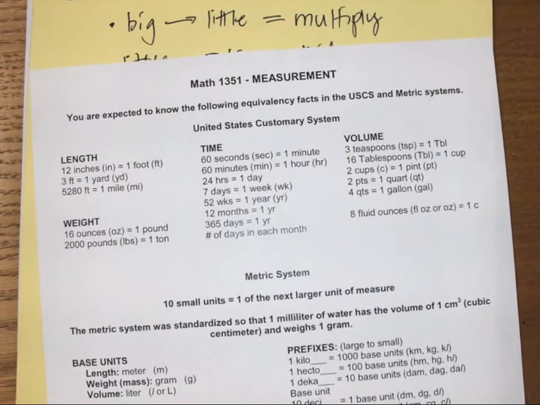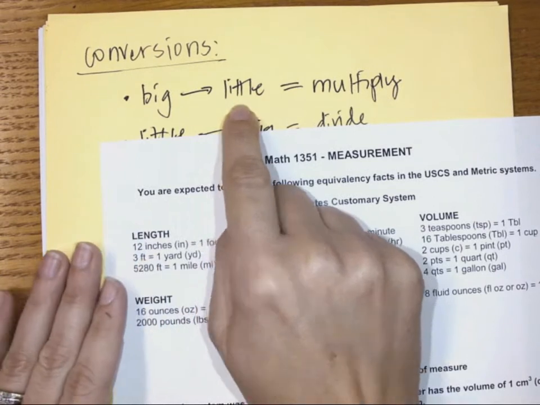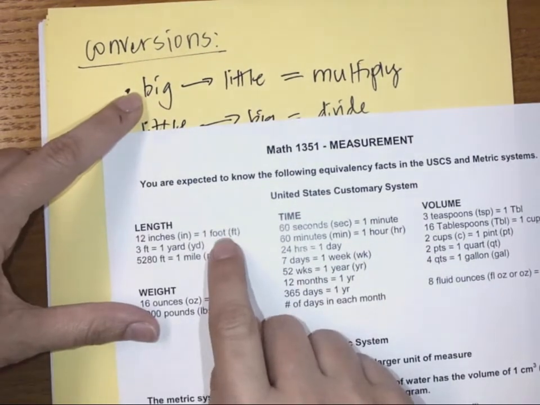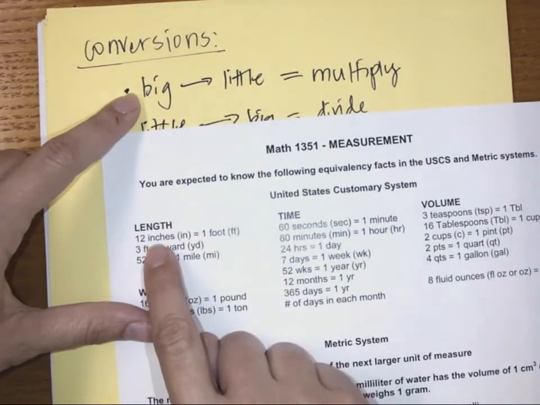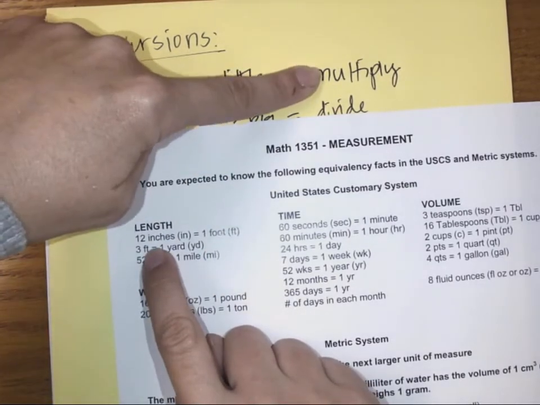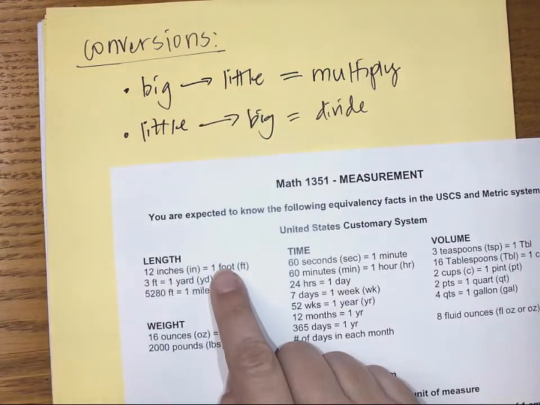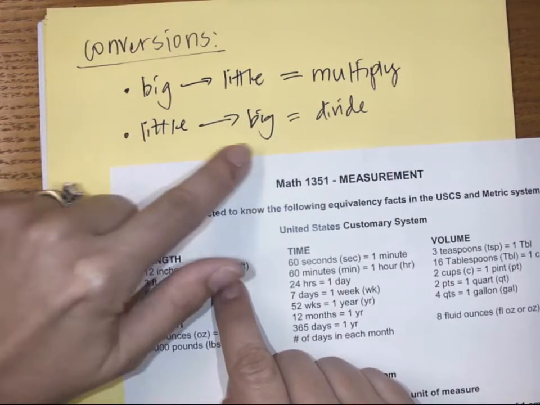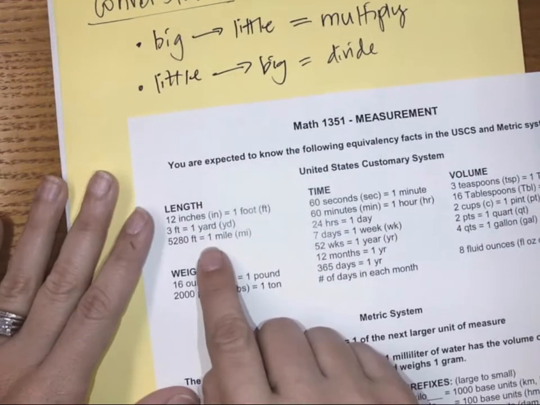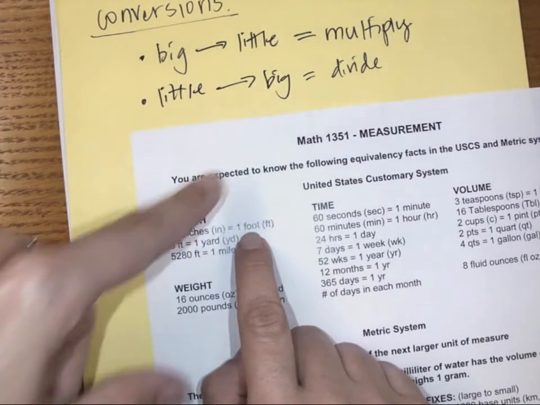So let's do some conversions within the customary system. Again, the idea going from big to little. So going from a big measurement, from feet, to a little measurement, inches, to go from feet to inches, we would multiply by 12. And that should make sense because if you're going to a smaller measurement, you should have more of it. To go from little to big, we're going to divide. Okay, so to go from inches to feet, I would divide by 12 there.